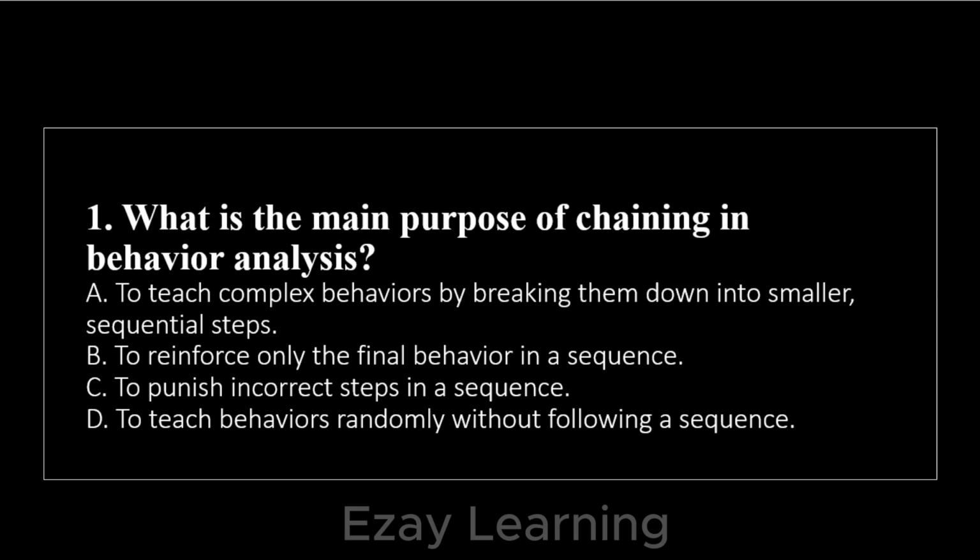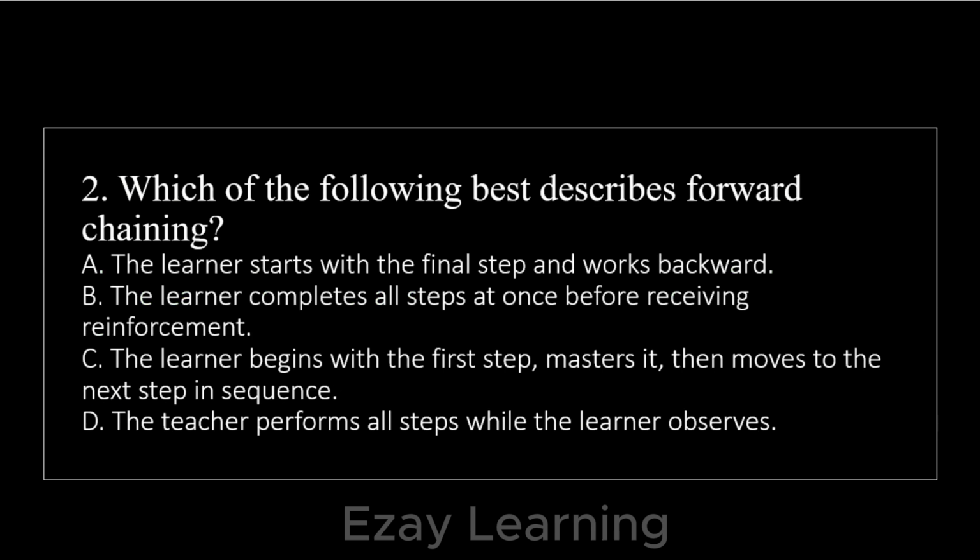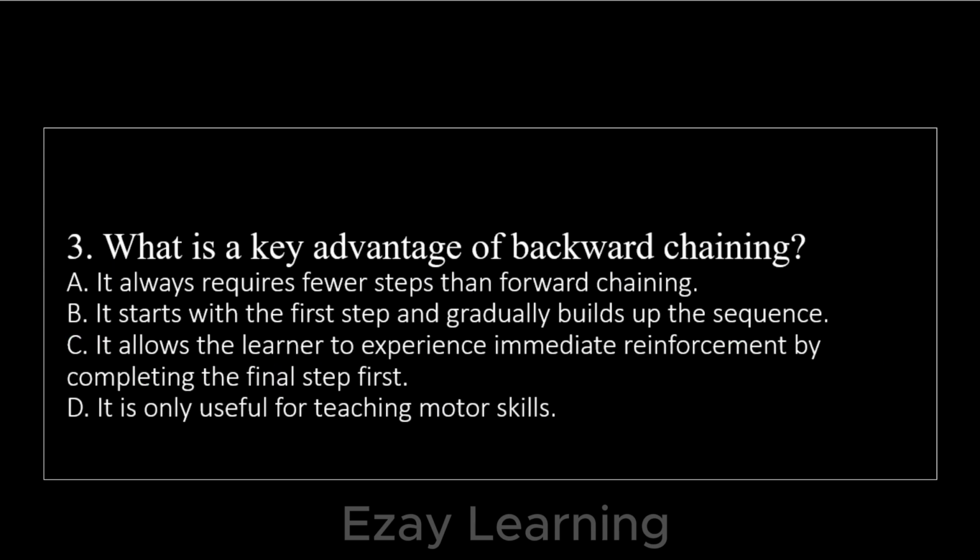Coming towards the MCQs, what is the main purpose of chaining in behavior analysis? To teach complex behaviors by breaking them down into smaller sequential steps. Which of the following best describes forward chaining? The learner begins with the first step, masters it, then moves to the next step in sequence. What is a key advantage of backward chaining? It allows the learner to experience immediate reinforcement by completing the final step first.